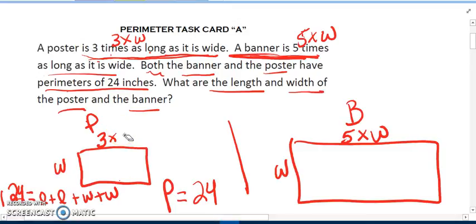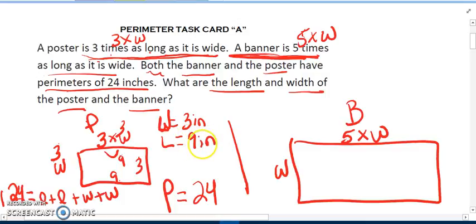And let's try if the width was 3. So I would put 3 here, and 3 times 3 is 9. So the length would be 9, 9, and the width would be 3 and 3. So 9 and 9 is 18, 19, 20, 21, 22, 23, 24. So the width is 3 inches, and the length is 9 inches. So that gave me 9 plus 9 plus 3 plus 3, which equaled 24.